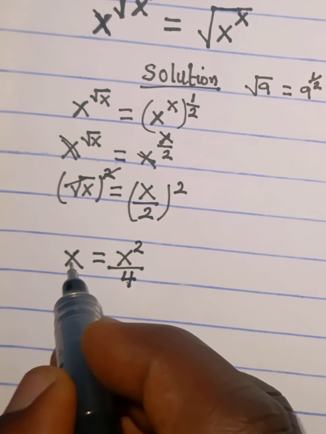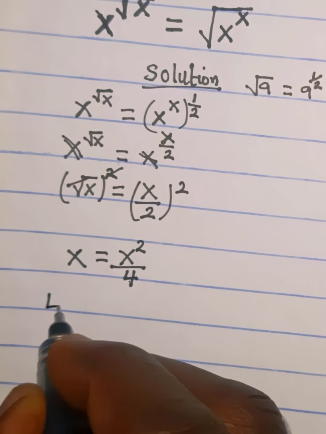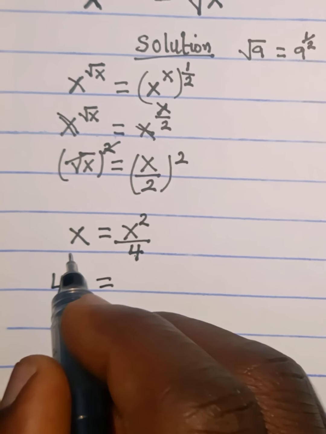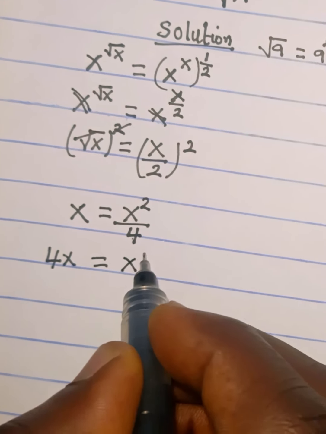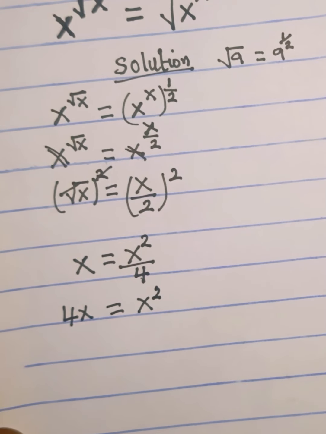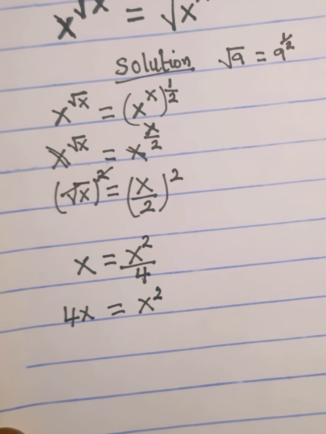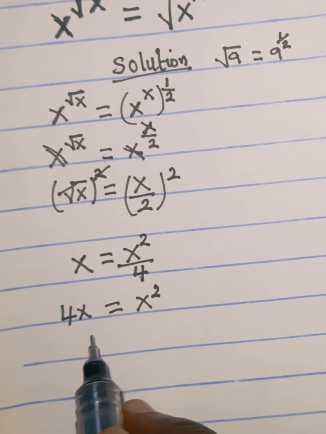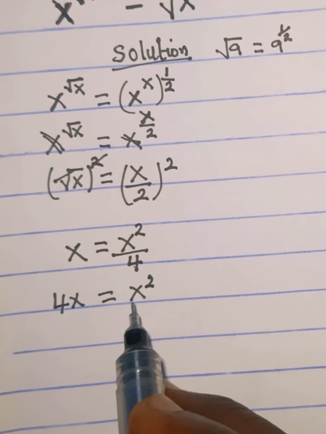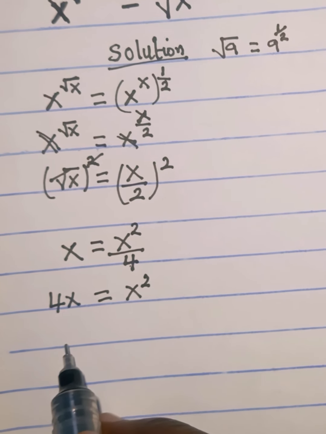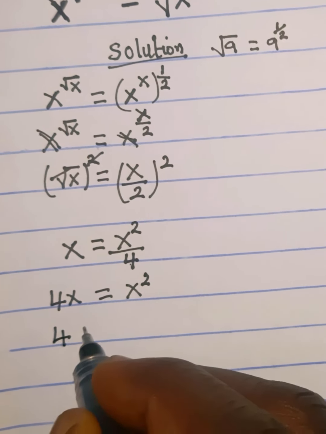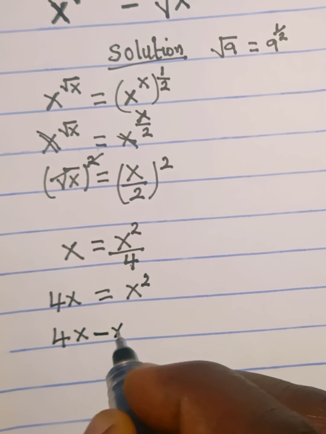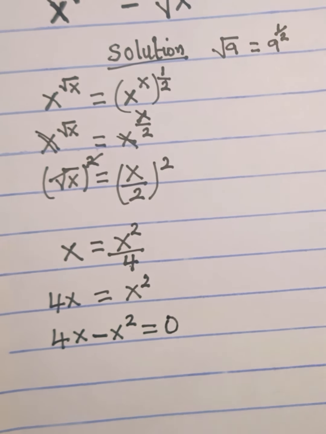Now the next step is to cross multiply. So this 4 will multiply by this x. 4 multiplied by x is going to give us 4x, which is equal to x to the power 2, over 1. In this case, most students make the mistake of dividing both sides by x, because in mathematics, we don't divide both sides by an unknown variable. So all we need to do is to take this x to the power 2 back to the left hand side. So this is going to be 4x, and when we take this x to the power 2 to the left hand side, it changes to negative x to the power 2, which is equal to 0.